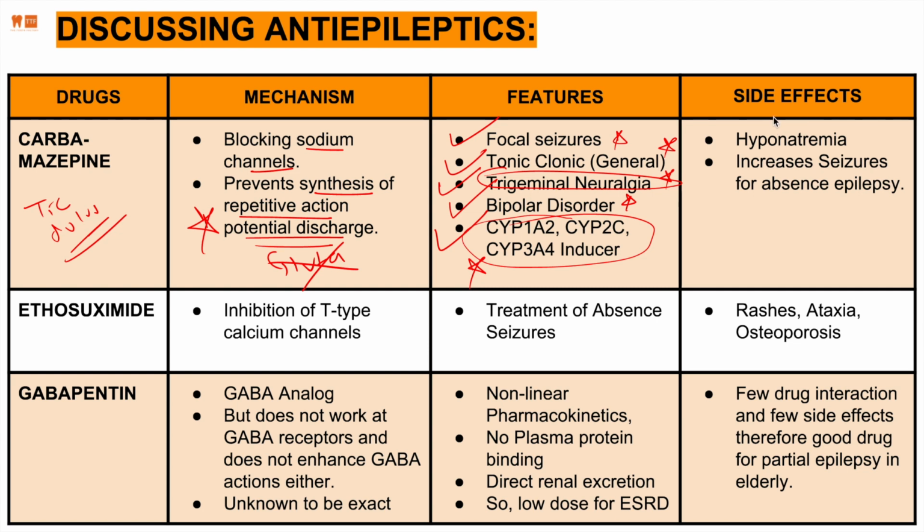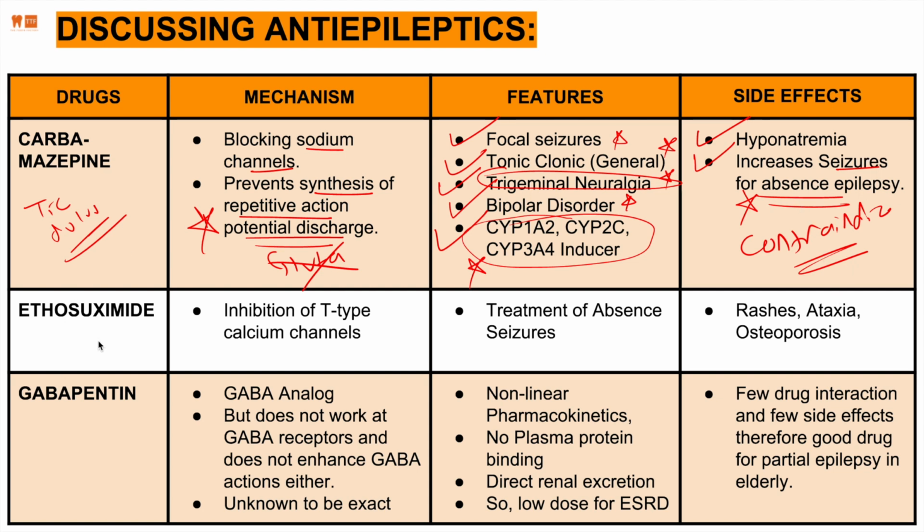Now, side effects of carbamazepine: hyponatremia. It increases seizures for absence epilepsy, so we cannot use it. This is a contraindication. If you have a patient with absence seizures, do not use carbamazepine, guys.